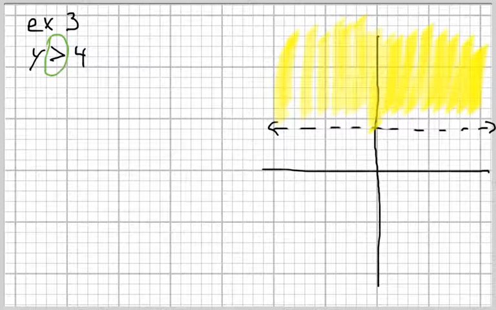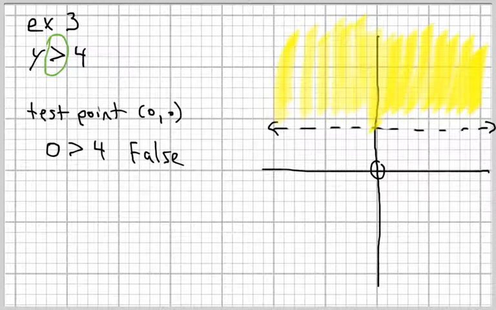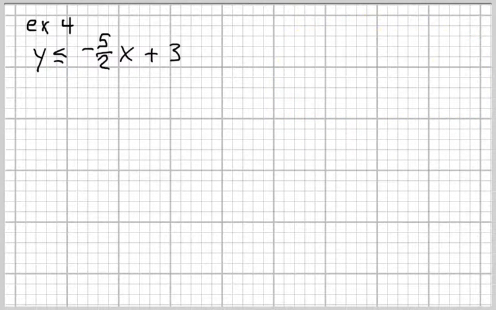Again, we can use the test point approach. Pick a point that's not on your line. (0, 0) is still not on my line, so I'm going to use my test point of (0, 0) again. So 0 for y, so 0 is greater than 4. Well, that's a false statement. That is not true. So when I shade, I do not want to shade the side that includes that point. And as you can see, the yellow shading up there does not include the point (0, 0). So we shaded correctly. Let's look at another example.